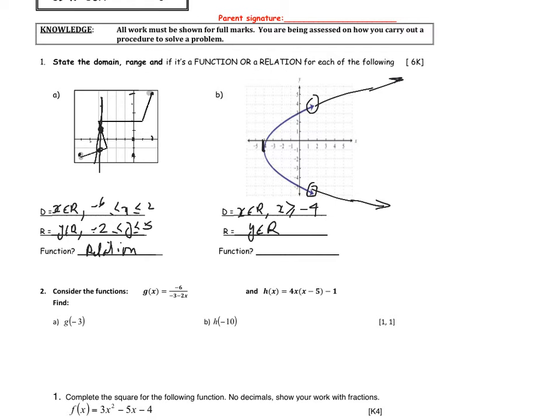It is obvious that this is not a function, since if I draw a vertical line like this one, it crosses the graph at 2 points. So again, this one is a relation, not a function.